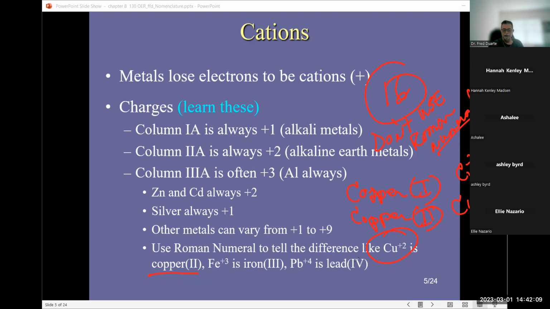Here are some other examples. Lead 4 would be written as lead parentheses Roman numeral IV for 4. Iron 3 would be iron parentheses Roman numeral 3.